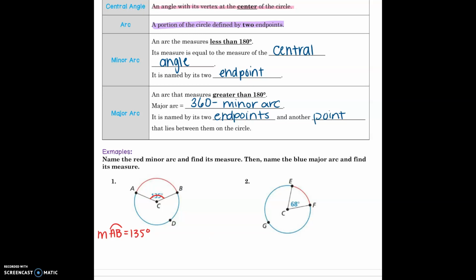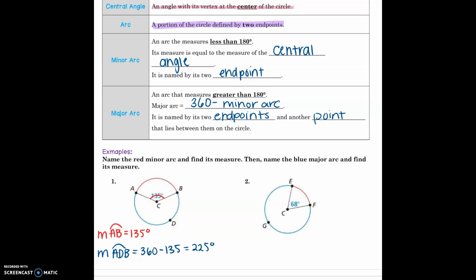The major arc, we can name it arc ADB. Remember, it's two endpoints and then another point that lies on the arc. And we can find the measure of this by taking 360 and subtracting the measure of the minor arc. 360 minus 135 is 225 degrees. Try example 2.